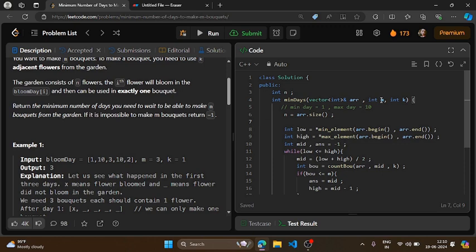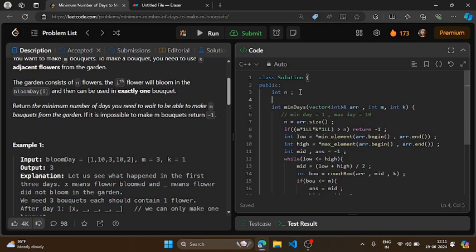Now if your given number of flowers is less than the total number of flowers which we will require to make m bouquets, then it is not at all possible to make m bouquets. So simply I'll return minus 1 in this case. So basically if m into k is, sorry, it should be greater than the total number of flowers available, then I'm going to return minus 1 in this case. And if it is not, then definitely I'll go for each and every day.